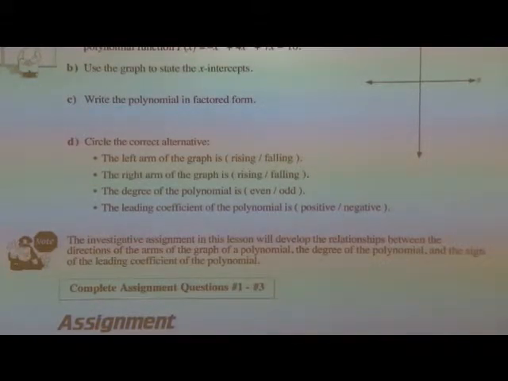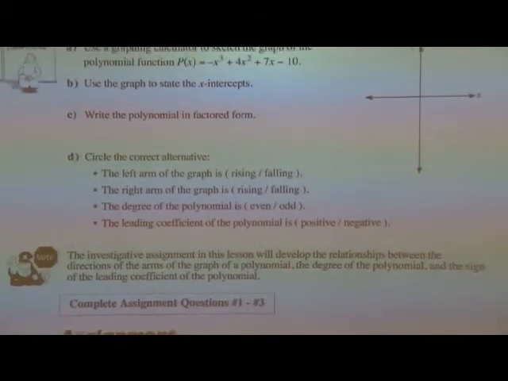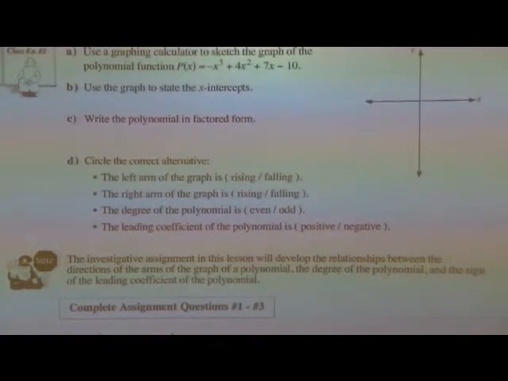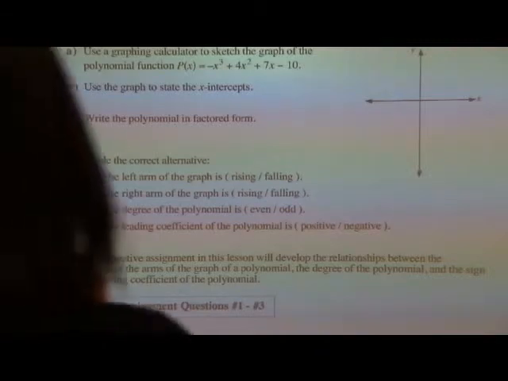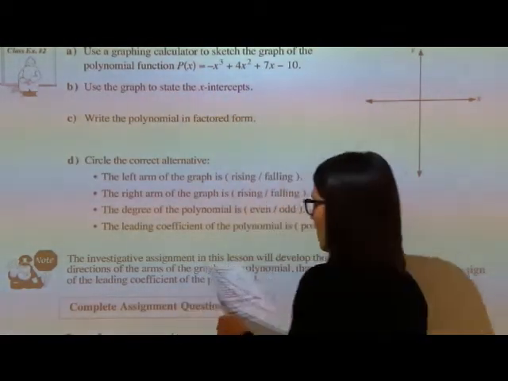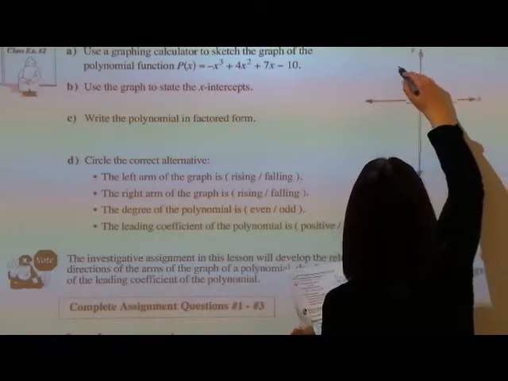Okay, second example. Use a graphing calculator to sketch the graph of the polynomial function p of x equals negative x cubed plus 4x squared plus 7x minus 10. So I'm going to give you a couple of minutes. I want you to graph this and state the intercepts and then try to write this in factored form. Okay, so if I sketch the graph, I get this graph that kind of looks like this.